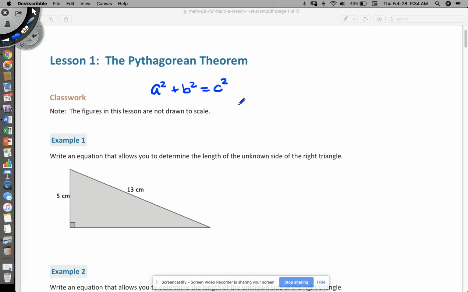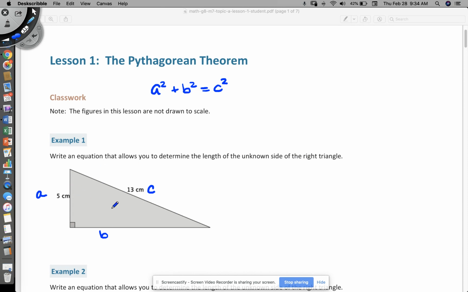Now, how do you know who is who? When you're looking at a triangle, your C is always your longest side. So this is C. And A and B are your two legs. And in all honesty, it doesn't matter if you mix these up, all right? As long as C is always your longest side, then you're fine, okay?